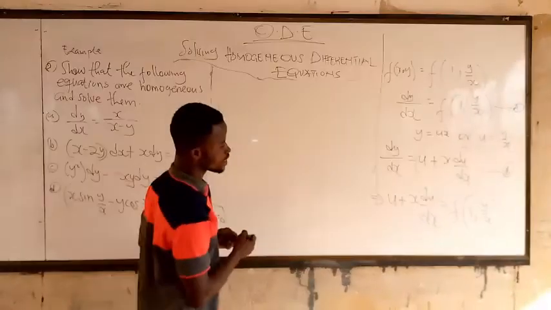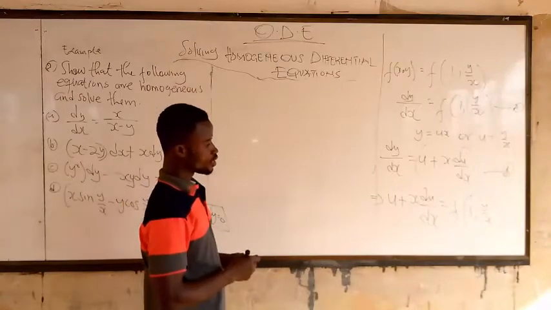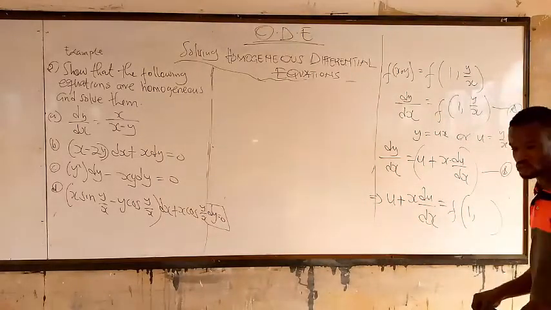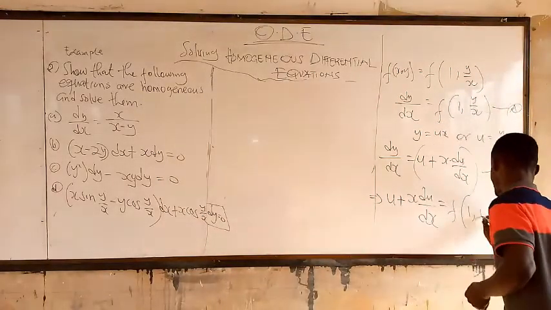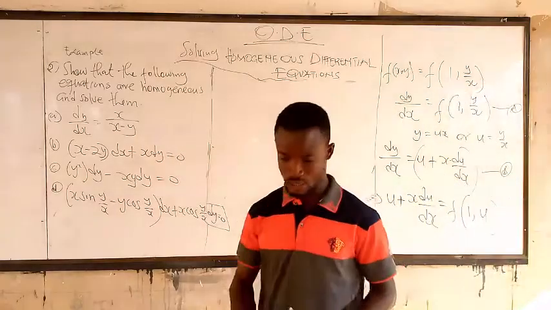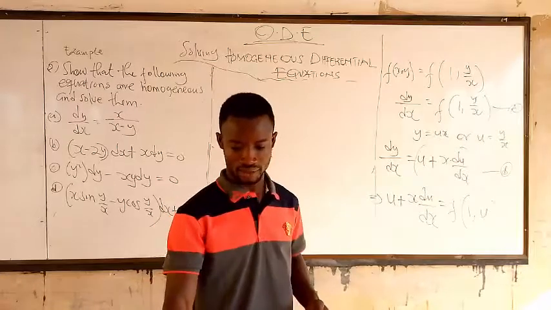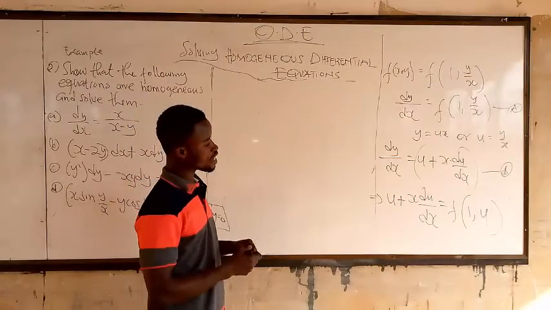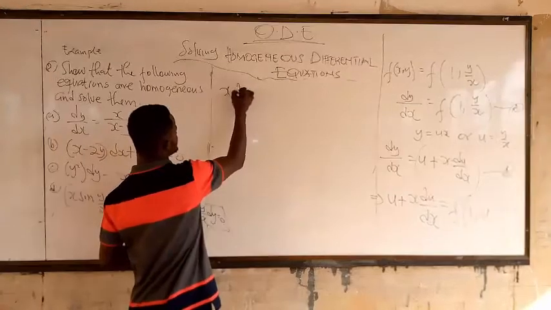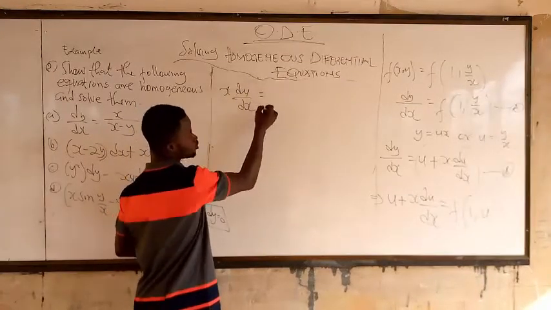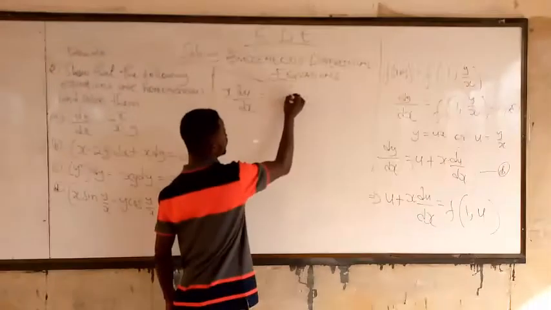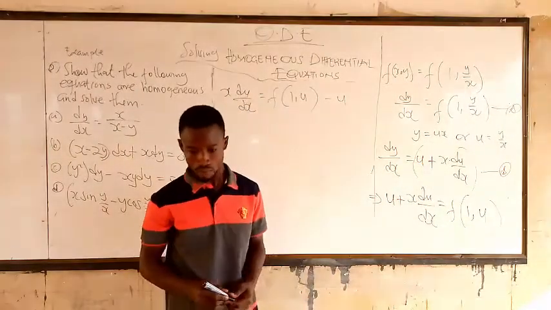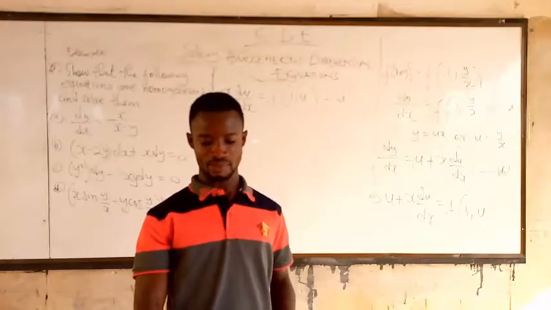So here we have already set this to be equal to u, and that is what we have there. Alright, so we now have this, and with this we can let x du/dx stand alone, so that we get 1 comma u minus u.